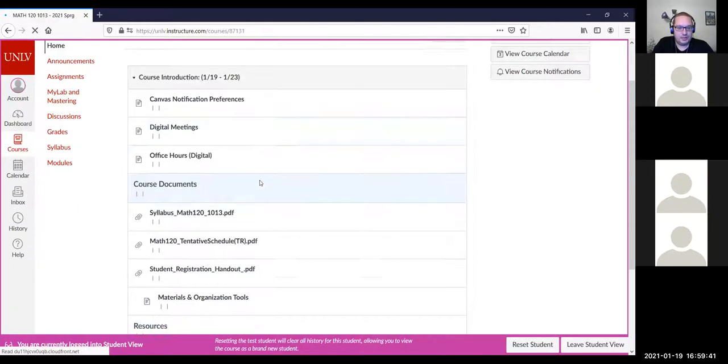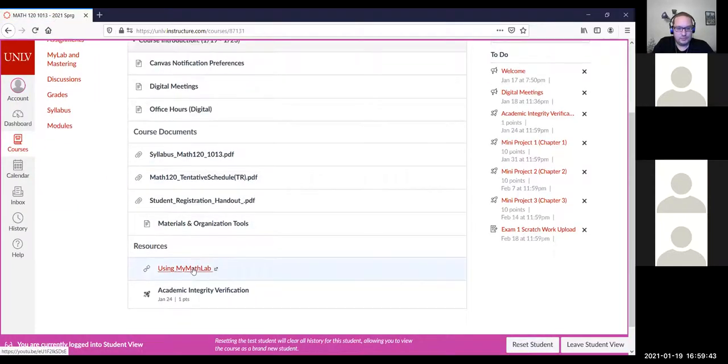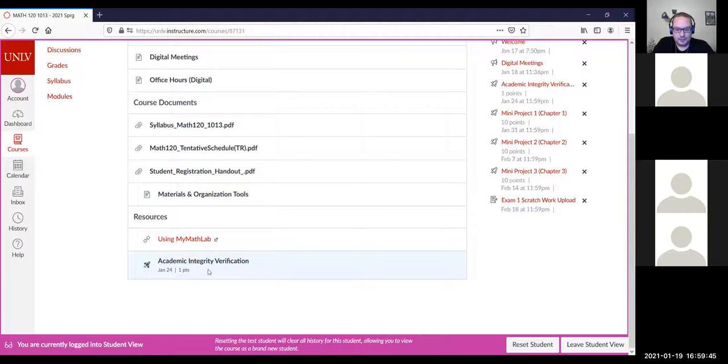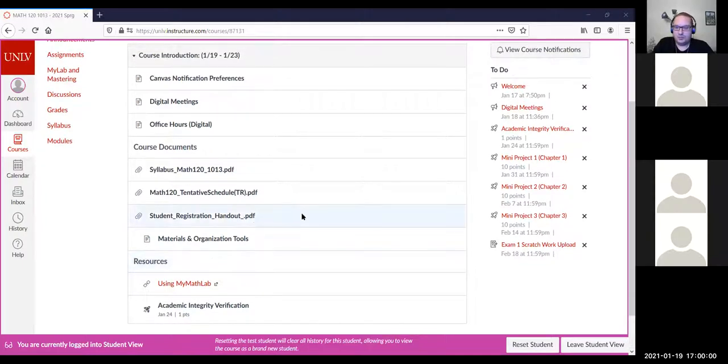Using my math lab link. And then the academic integrity quiz is basically just reading through the academic integrity policy for the university and saying, I will follow this policy. Okay, so any questions up to this point?